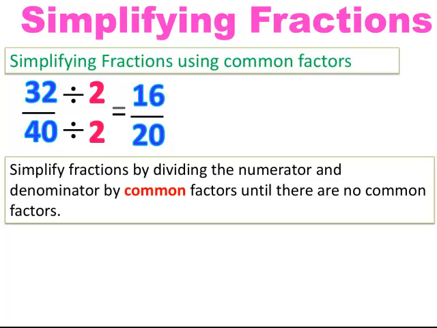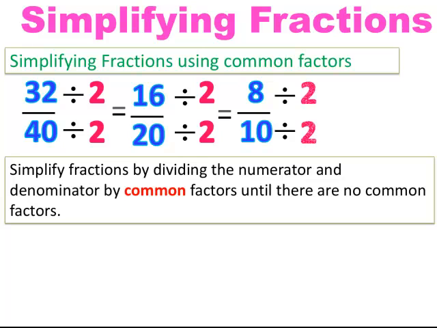Because they're both even, I know 2 is going to go out of it again, so I would continue to divide out common factors until they no longer have common factors. So I see 8 over 10, that can reduce by 2, and then my simplified fraction for 32 over 40 would equal 4 over 5. So that would be the reduced fraction.